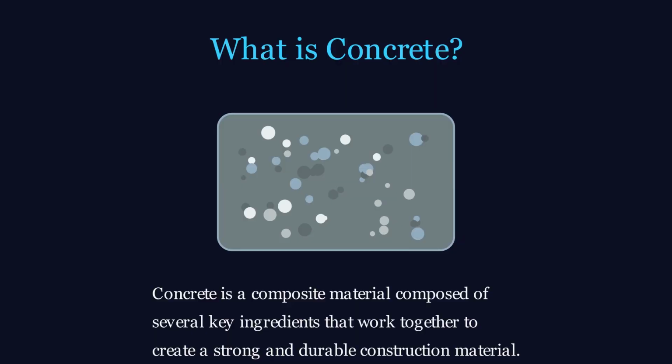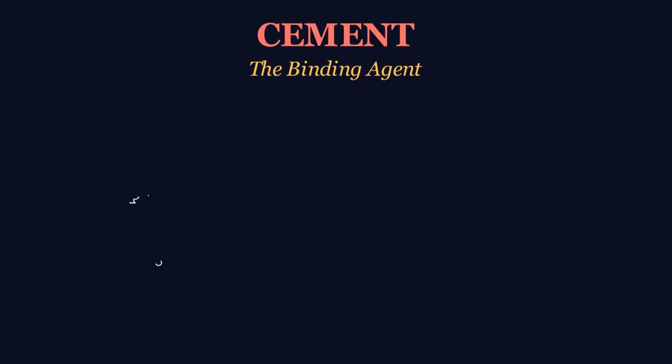Concrete is a composite material that has revolutionized modern construction. It consists of several key ingredients that work together through chemical and physical processes to create a strong, durable, and versatile building material. Let's examine each component in detail.